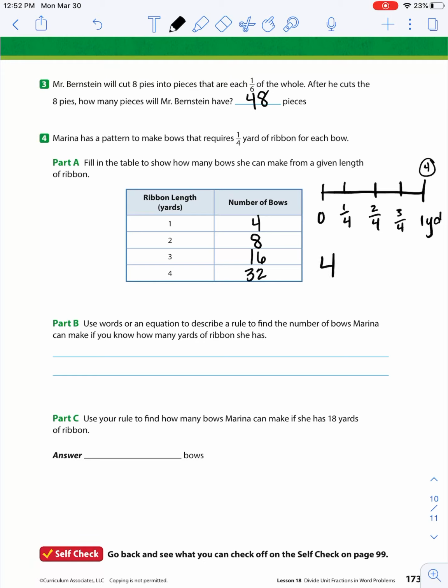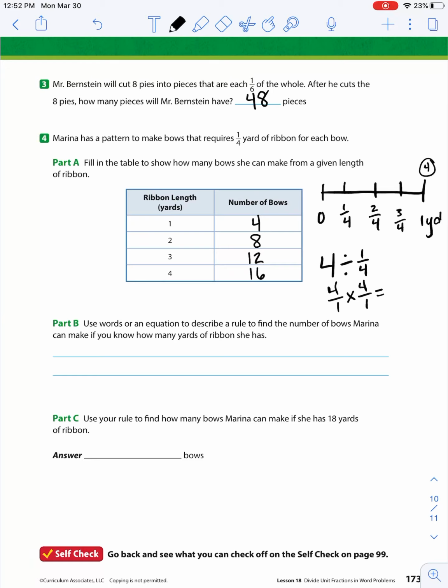Let's see. 4 yards cut up into 1/4 pieces. Oh, wait, I see what I did. I'm doubling. I'm supposed to just add 4 more. Whoopsies. Okay, if I have 3 yards, that's another 4, so that's 12. Whoops. And if I have 4 yards, that's another 4, so that's 16. Sorry.